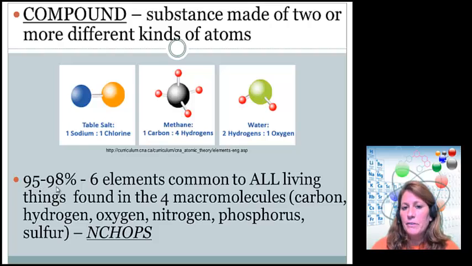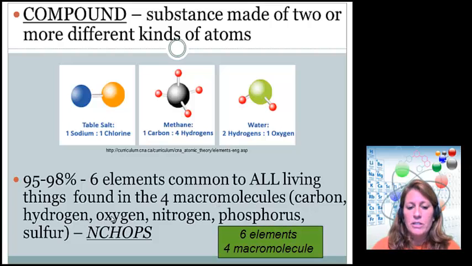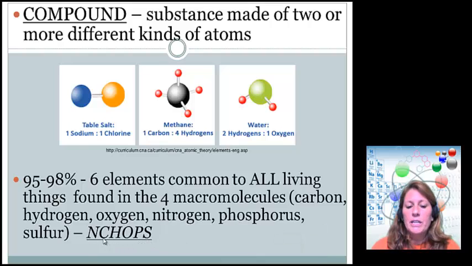I'm not concerned about the percentage, but I do want you to know the 6 elements found in all living things. And so they are found in the 4 macromolecules that we're going to cover in a later lecture. And those are carbon, hydrogen, oxygen, nitrogen, phosphorus, and sulfur. And I use a little mnemonic device called NCHOPS. So I took the symbol of each: nitrogen, carbon, hydrogen, oxygen, phosphorus, and sulfur.